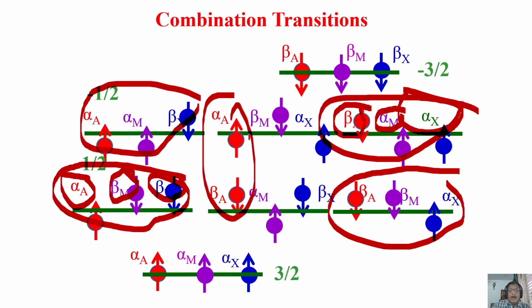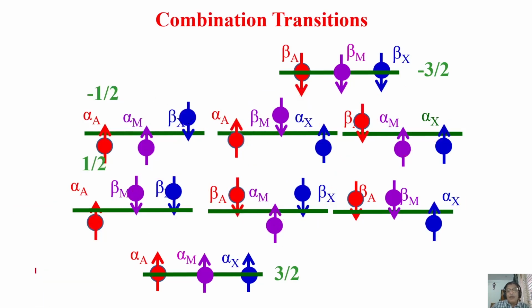Again allowed. Alpha A, we change to beta A, beta M to alpha M, alpha X to beta X. This is also allowed. And the transitions, you can see it is plus half and minus half. You understand about this thing? So now these are all allowed transitions.